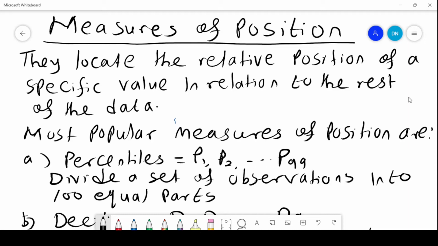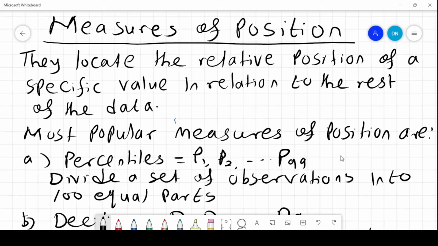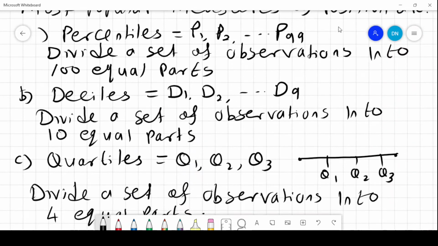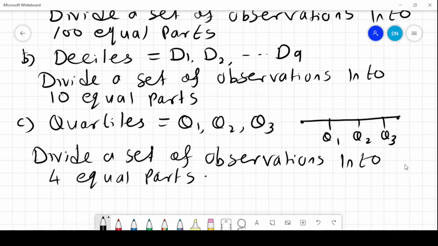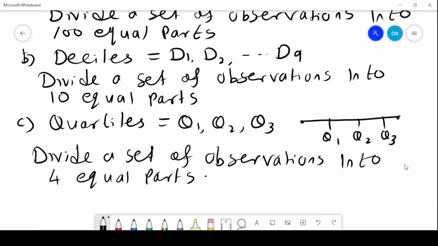And we have three most popular measures of position: the percentiles, which is P1 to P99, and they divide the set of observations into 100 equal parts. We have the deciles, D1 to D9, and they divide observations into 10 equal parts. And then we also have the quartiles, Q1, Q2, Q3, and we can see in this illustration that they divide the data into 4 equal parts.